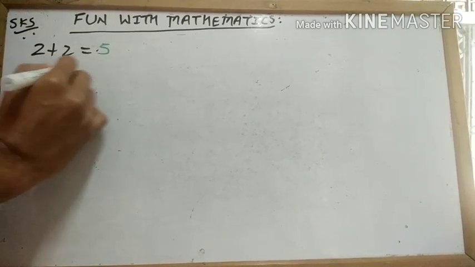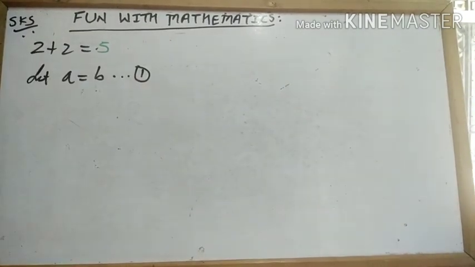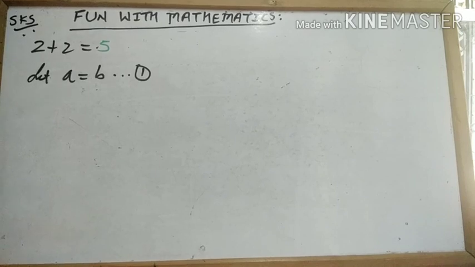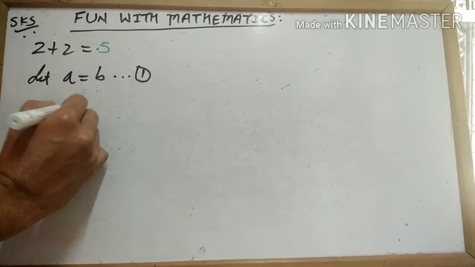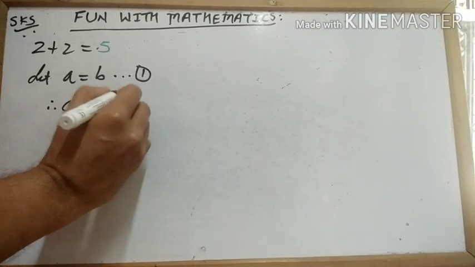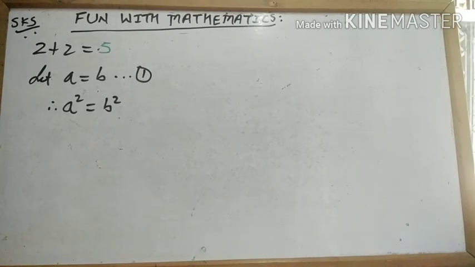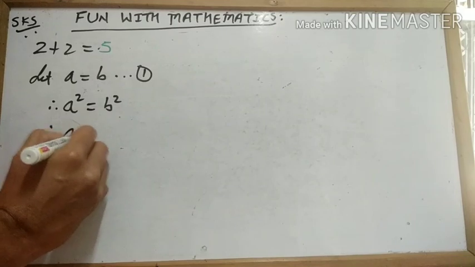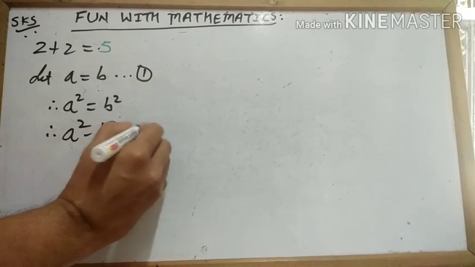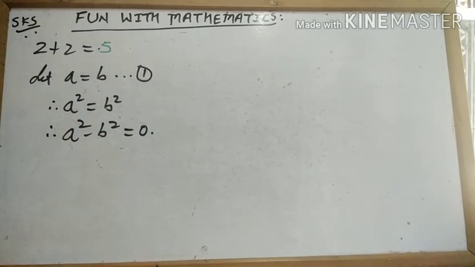Say A is equal to B. I'm considering two different alphabets as the same value. A is equal to B. So A square will be equal to B square. If you have any kind of doubt, you can ask me. If two numbers are equal, then squares will be equal. I'm doing transposition, that is, B square I'm bringing over here. A square minus B square equals 0. Fine, I've brought B square to the left hand side. So A square minus B square equals 0.